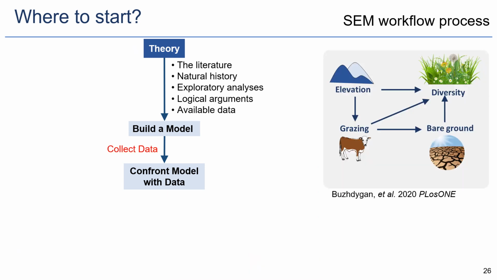To understand the SEM process, we will use our previous example on the grassland project. So we start from the theory. Based on the literature and previous data, we hypothesized the relationship among these variables in our study system. So we created the conceptual hypothetical model. And now, the next step would be to collect the data in order to confront the model with the data.